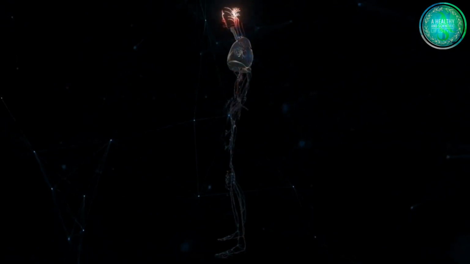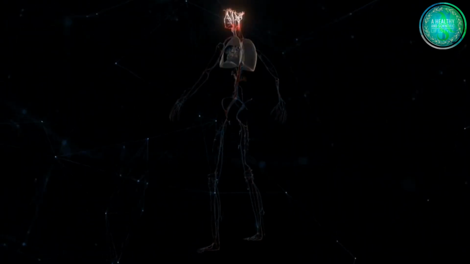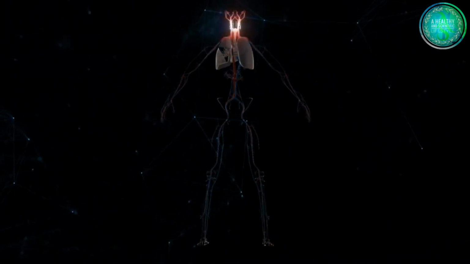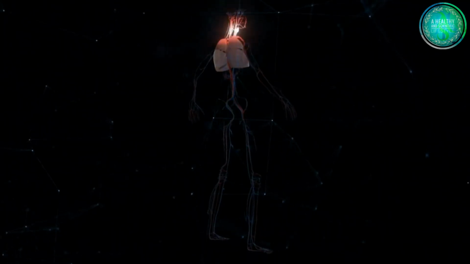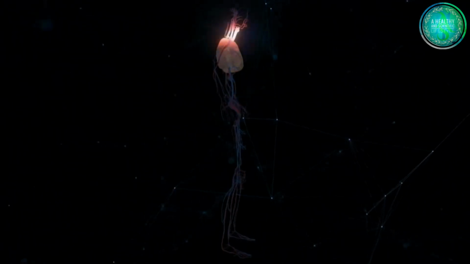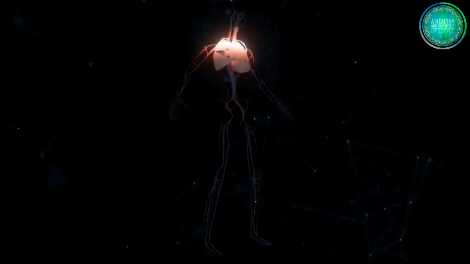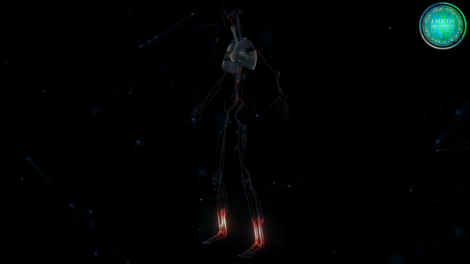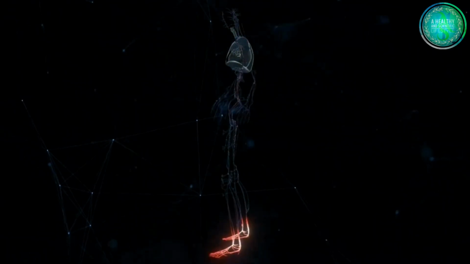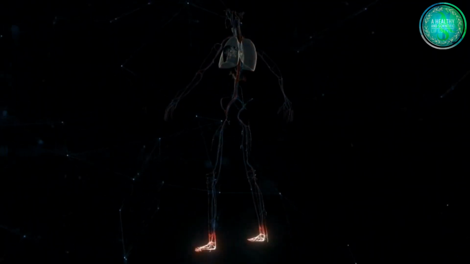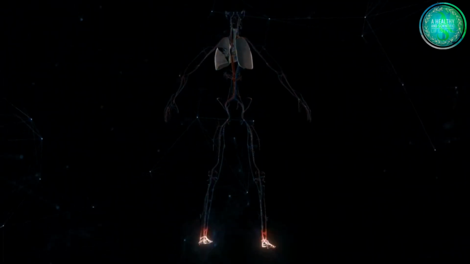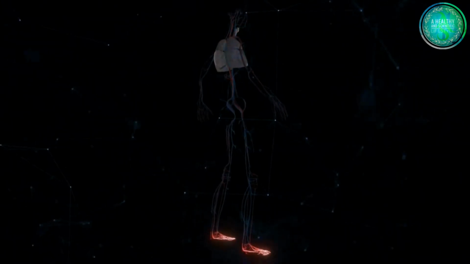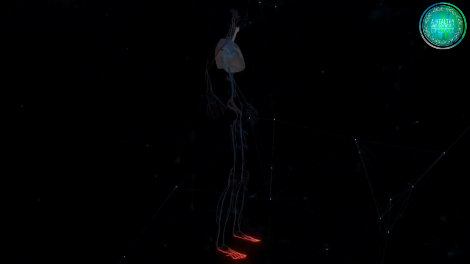Number 9. The lymphatic system. The lymphatic system is a body system that is responsible for the circulation of a clear fluid called lymph and the defense of the body against infection and disease. It consists of a network of vessels, called lymph vessels, that carry lymph throughout the body, as well as a number of lymphoid organs and tissues, such as the spleen, lymph nodes, and tonsils, which help to filter and remove harmful substances from the lymph.